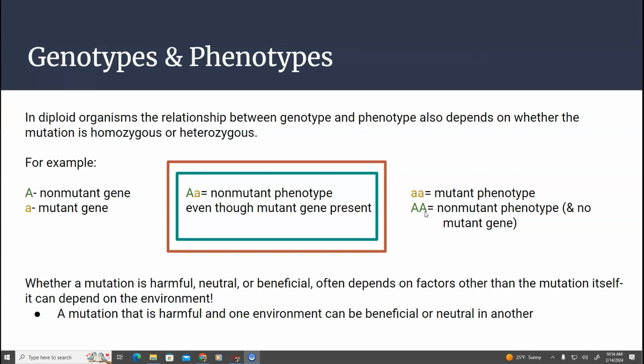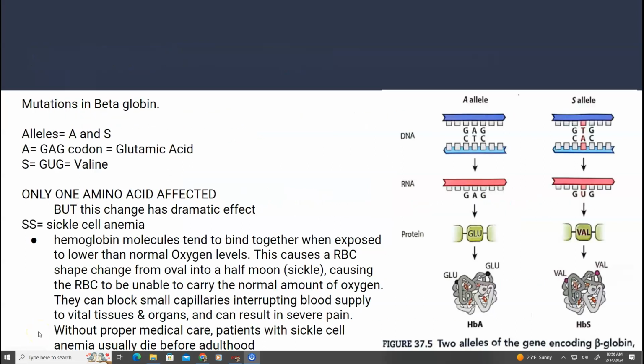Whether a mutation is harmful, neutral, or beneficial, it often depends on factors other than the mutation itself, because remember, it can also depend on the environment. A mutation that is harmful in one environment might not be harmful in another environment. It could be beneficial or even neutral. An example here of this would be our mutation in the beta globin.